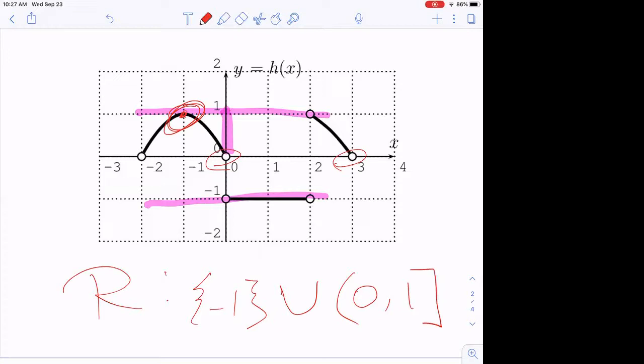And I do get all the numbers in the middle. Look, I get y equals a half. I get y equals 0.6. I get y equals 0.9. I get y equals 0.2. I do get those other y values. So I do get all the y values between 0 and 1. I just don't get 0. And I get no y values between -1 and 0. I do get -1. So those are the y values that I get. So that's my range. Okay, so that was the domain and the range.